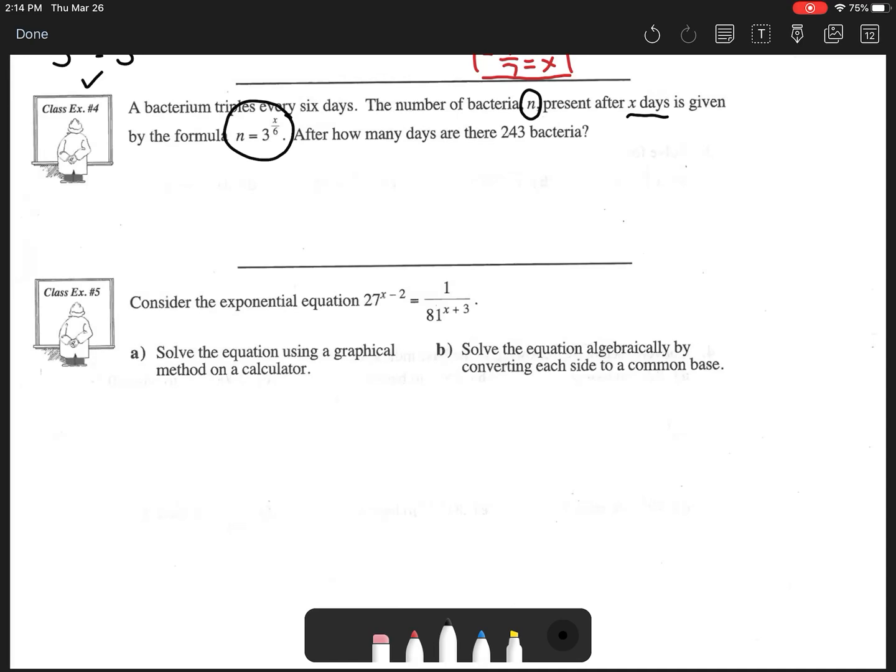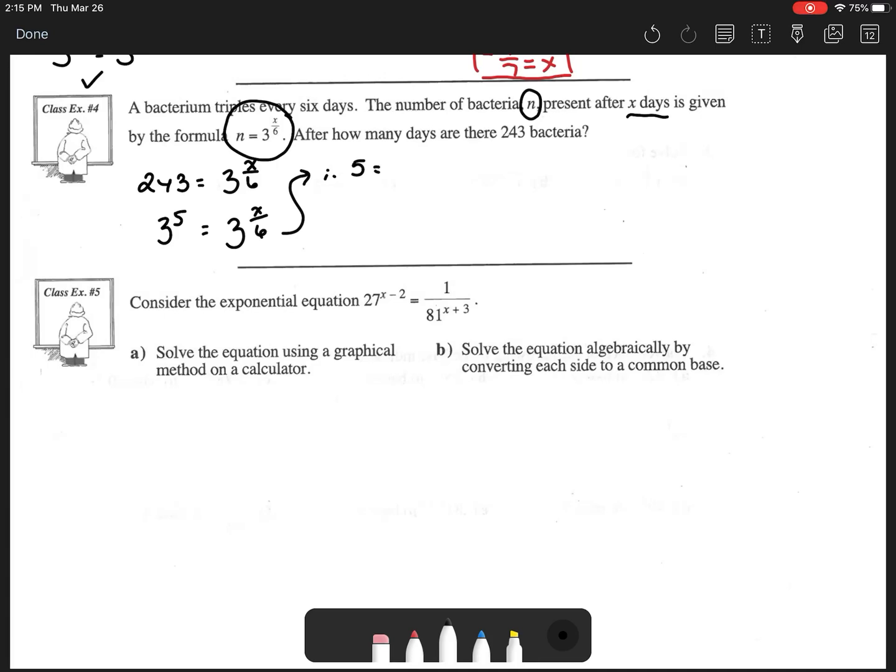So remember, n was the number of bacteria, so I simply replace n with 243. So I have 243 is 3 to the exponent of x over 6. When I solve this, I'm going to rewrite 243 as a power that has a base of 3, and that's 3 to the exponent of 5. That's 243. So what I've done here is created powers that have the same base. From the previous examples, we should now know that when I have powers with the same base, I can basically equate the exponents.